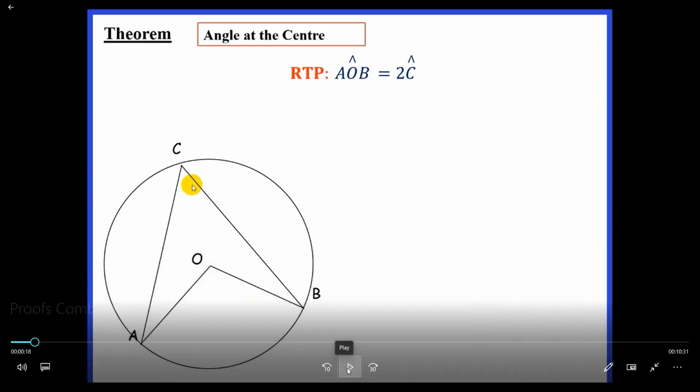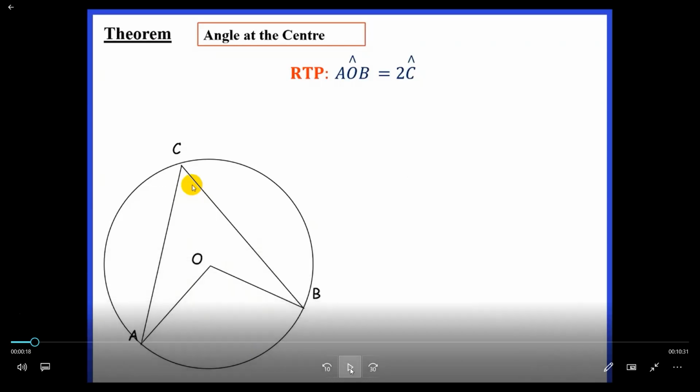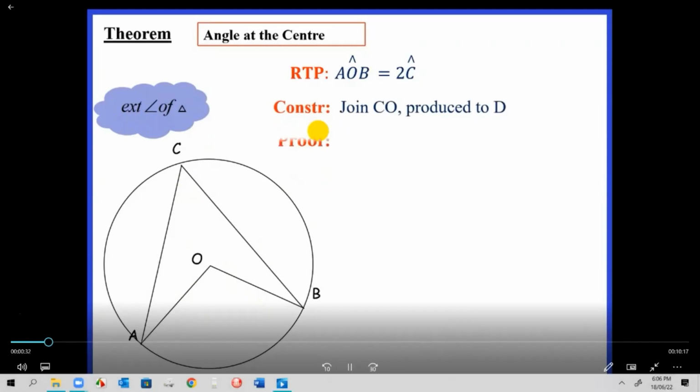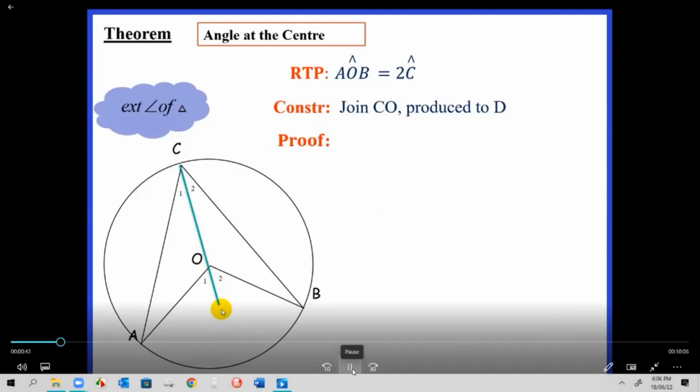Okay. So I want you to follow, even as we go and take a trip down memory lane for some of you. Now I need a strategy. And my strategy for this theorem is exterior angle of a triangle. So to start off, we need a construction. And our construction is going to be to join CO and extend it beyond point O, and we can name this point, maybe in this case, D.